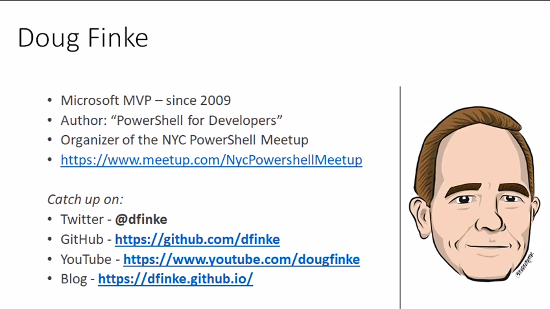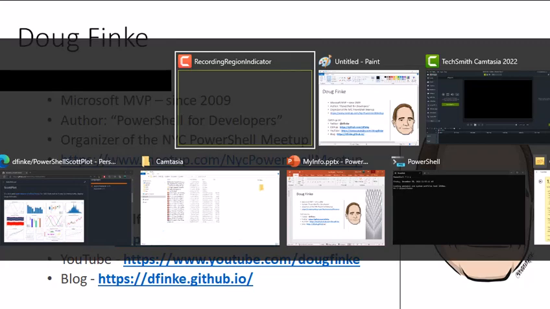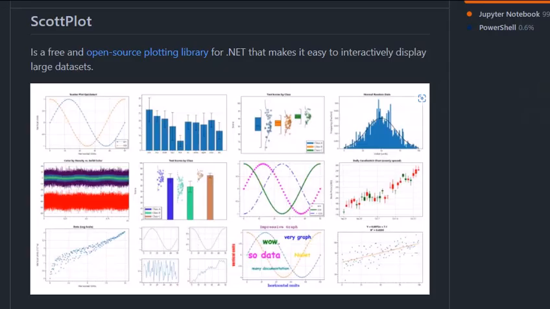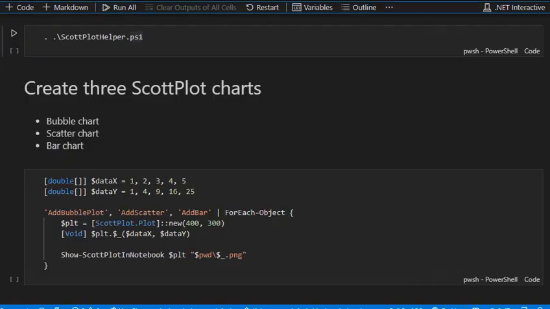I'm going to show how you can mix some PowerShell and some plotting libraries, all in a Polyglot interactive notebook, to do some cool graphics. So this is what we're going to be doing. ScottPlot is a free open source plotting library. It was built for .NET, but I've done a little bit of wrapping to make it work inside of PowerShell, and you can do all kinds of graphics. And we'll also be looking at how to do that inside a Polyglot notebook.